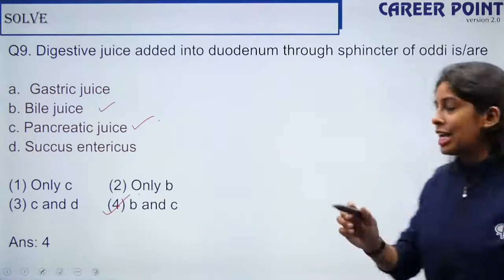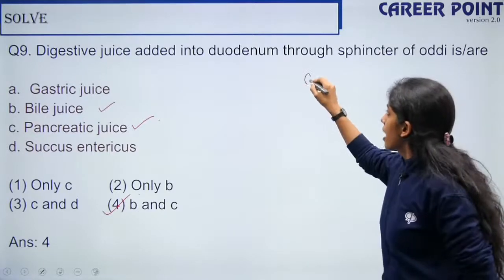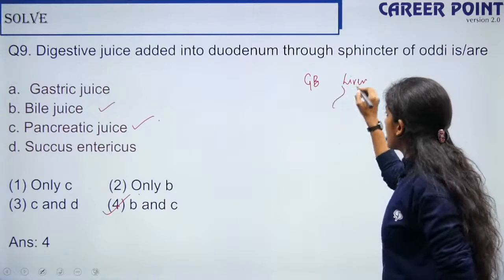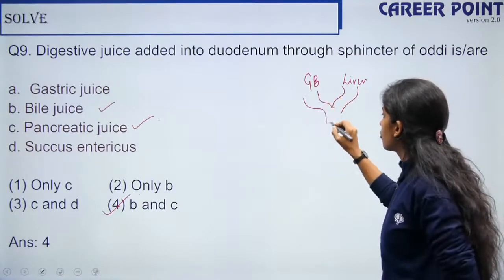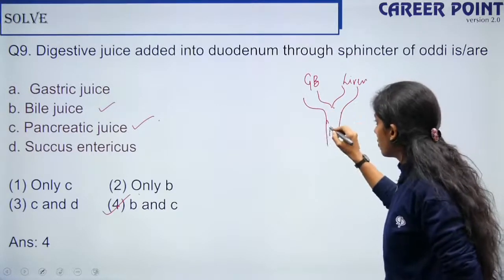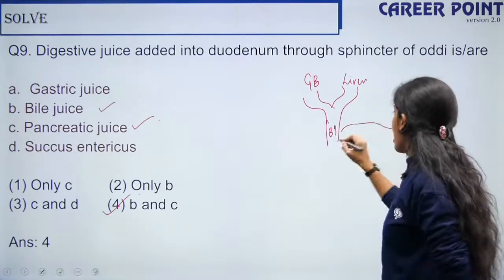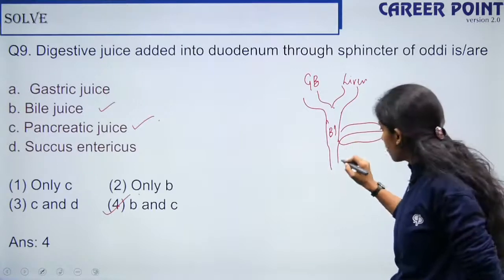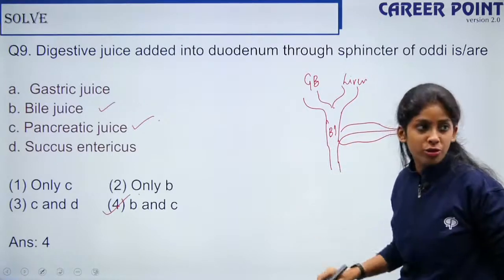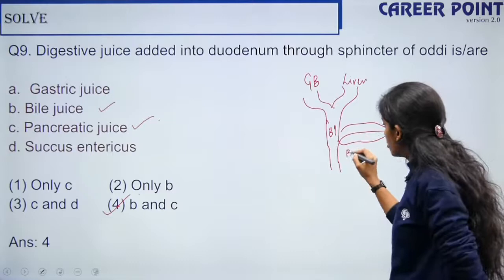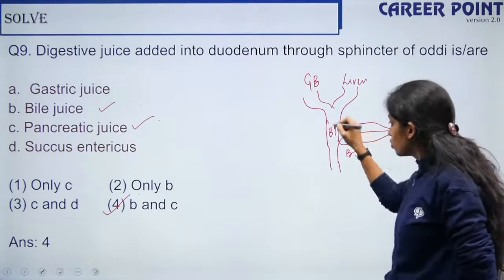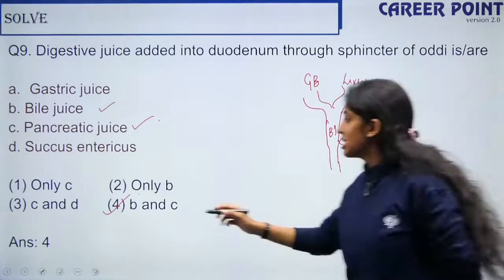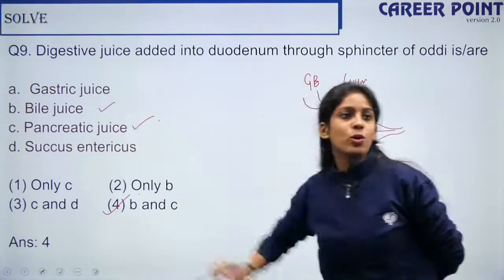Okay, let me tell you how. We have the gallbladder here and the liver. We have the duct from the liver and the duct from the gallbladder. So we have the bile juice here. If I have the pancreas here, the pancreatic duct joins like this and finally together it opens into the duodenum. So both the bile juice as well as the pancreatic juice open into the duodenum through the sphincter of Oddi. So the right answer here is both pancreatic juice as well as bile juice.